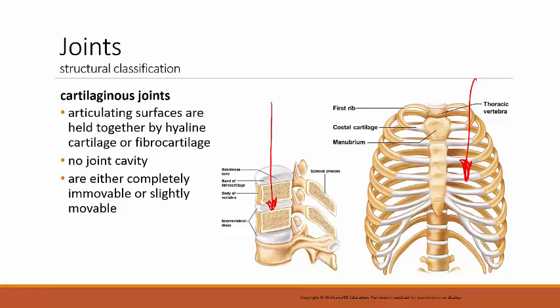And these cartilaginous joints allow a little bit of movement, or they may be relatively immovable. So there's a range, I would say, and the intervertebral discs probably provide the greatest amount of movement of any of the cartilaginous joints.